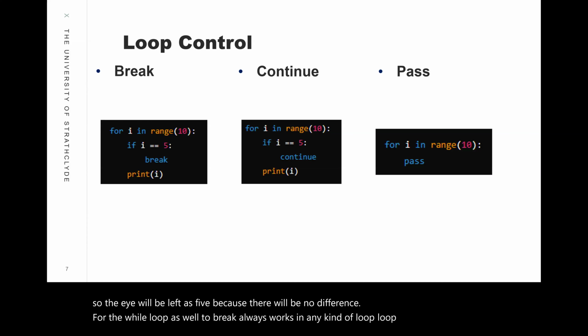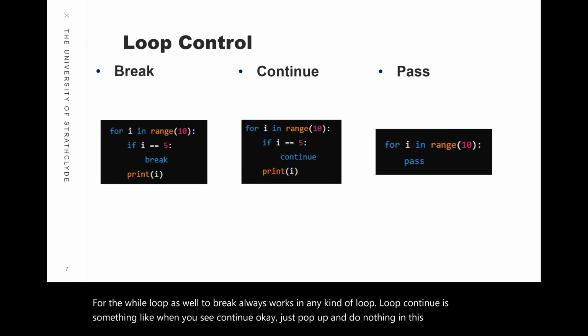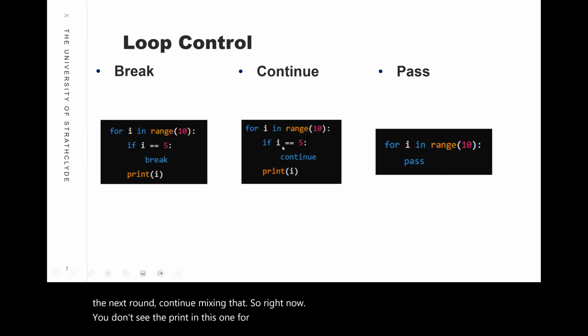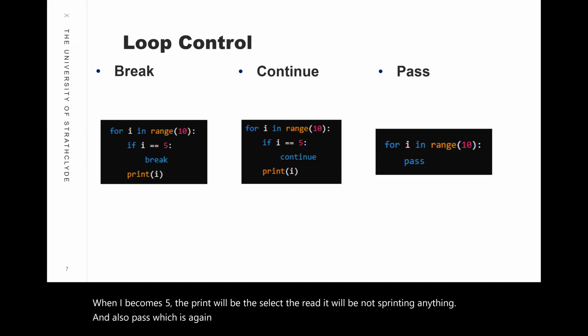Continue is something like, when you see continue, okay, just pop up and do nothing in this round. Go for the next round. Continue makes that. So right now, you don't see the print in this one, for example. When I becomes 5, the print will be skipped. It will not print anything. And also pass, which is again very useful. In most of the cases, we will be using pass on any circumstance about functions.